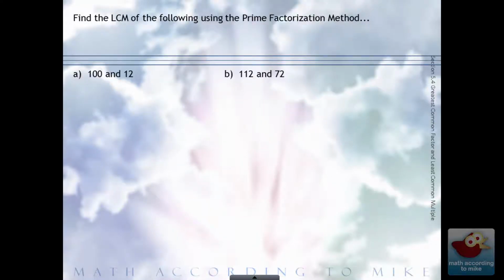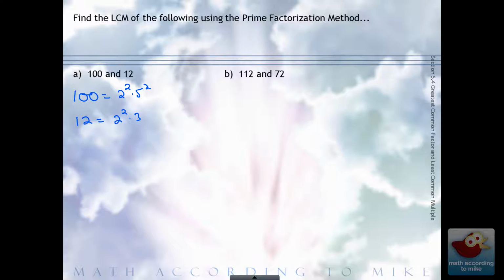Now we're going to find the LCM using the prime factorization method. Again, if you need to, refer back to how to find the prime factorization of any number using a factor tree. So 100, for instance, would be, let's see, I can do it. I think it's 2 squared times 5 squared. And 12 would be 2 squared times 3.